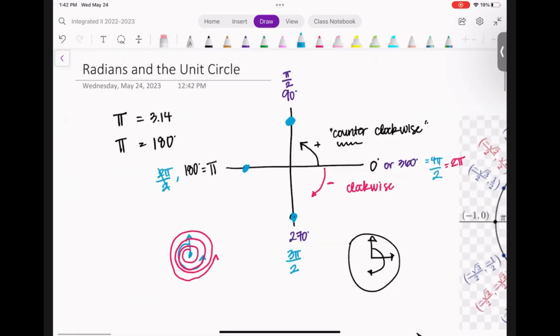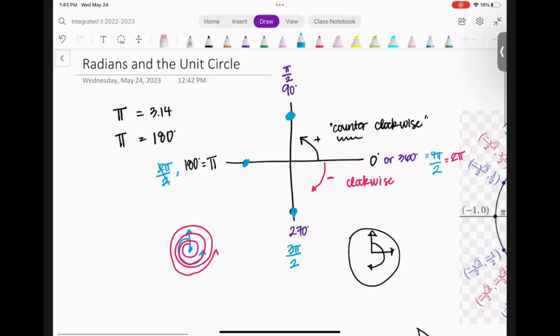So we first started this conversation about radians. Radians is like how we can measure an angle. Remember, we used the analogy of a book being closed, sitting on the table. That's where 0 degrees is. And as we open the book up, it is opening up positive in the counterclockwise direction.